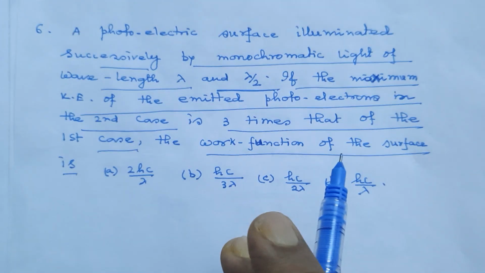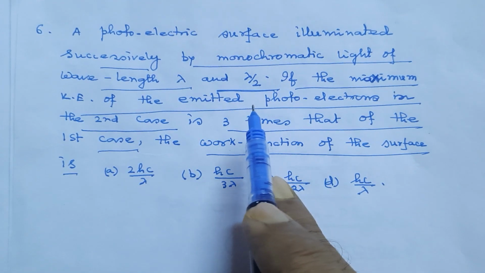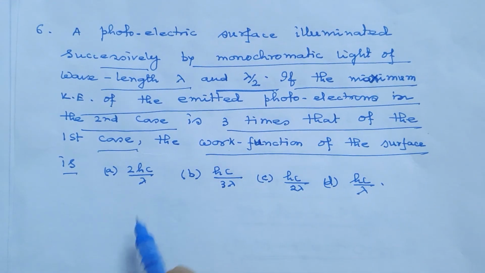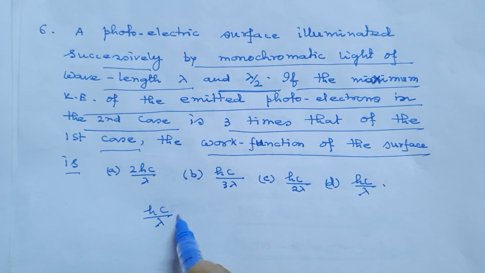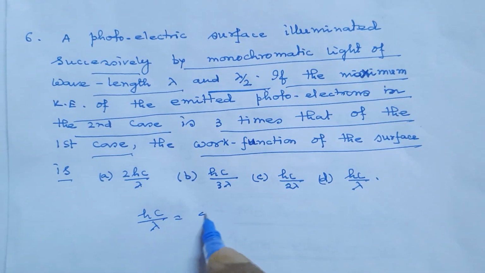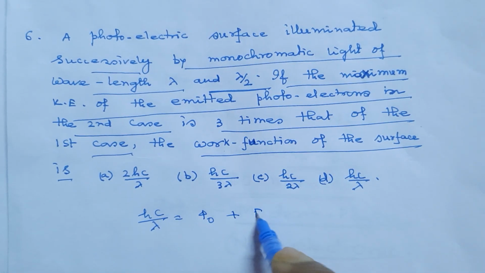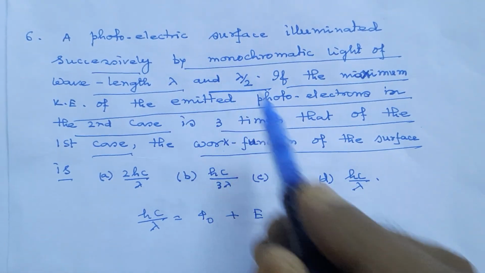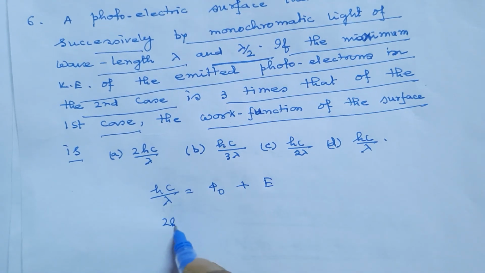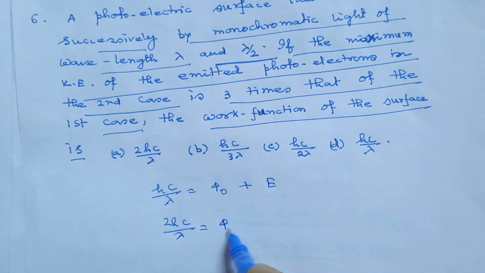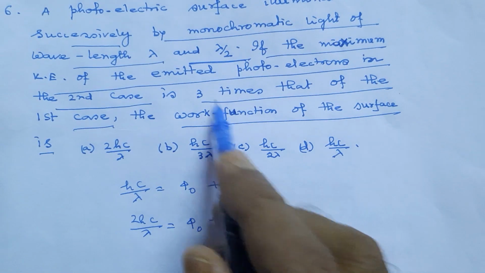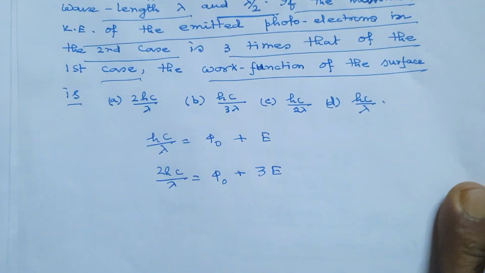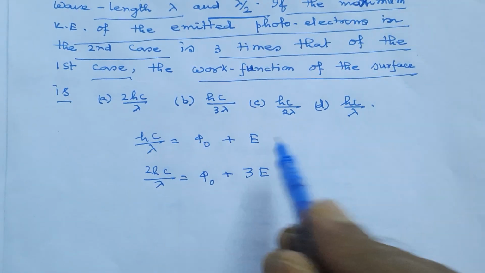Now let us write down the Einstein equation first. All you know here, the Einstein equation is hc by lambda, that is the energy of the incident photon, equals to phi 0 plus maximum kinetic energy. In the second case, lambda should be replaced by lambda by 2. Hence, 2hc by lambda equals to phi 0, but the kinetic energy is 3 times, that is 3 K. So, we are to calculate the work function.